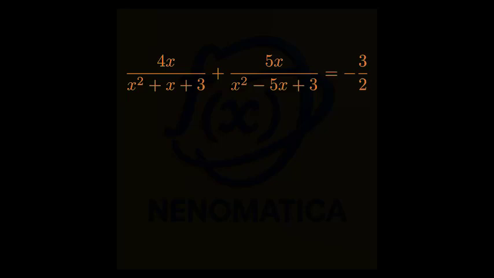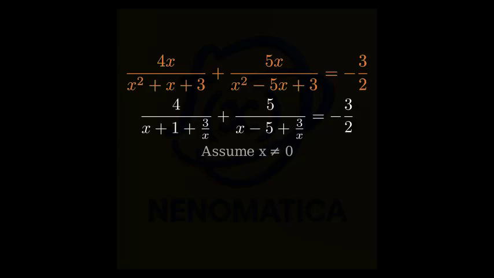Here is our problem. We will aim to isolate the repeating expression x plus 3 over x, then substitute a single variable to make the algebra simple. First, we divide each fraction's numerator and denominator by x. Note, x equals 0 would make the original fractions undefined, so x is not 0. This gives 4 over x plus 1 plus 3 over x, plus 5 over x minus 5 plus 3 over x, equals negative 3 over 2.